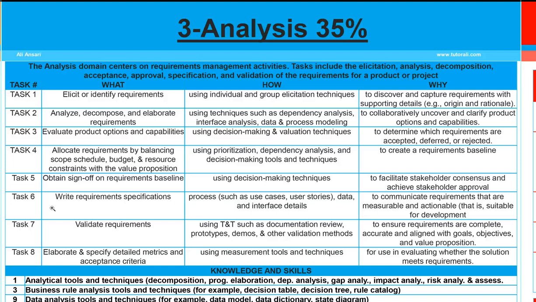Task 6 we have is write requirement specifications. Now these requirement specifications are process, data, and interface details. The process includes writing use cases, writing user stories, etc. Depending on what type of project methodology you are using. Like in waterfall methodology, you would use use cases, while in agile methodology, you would be using user stories.